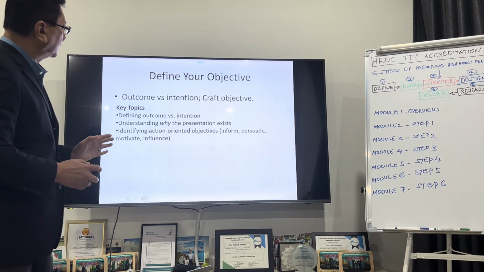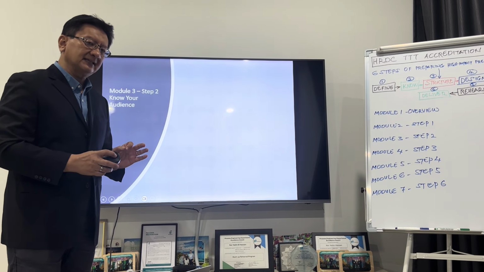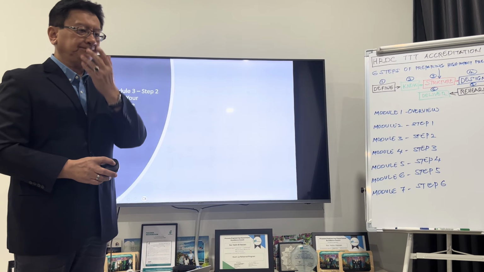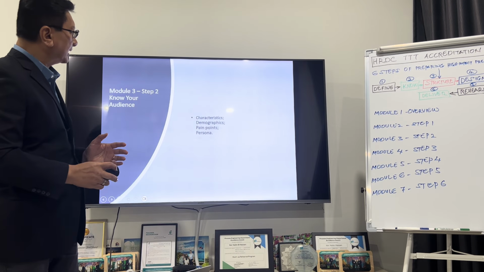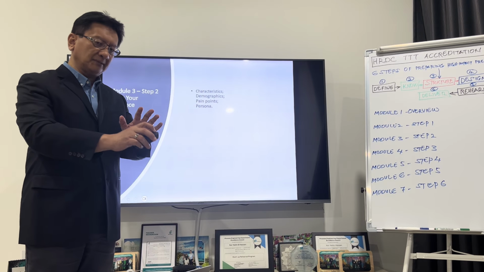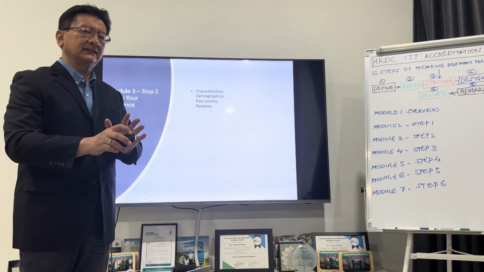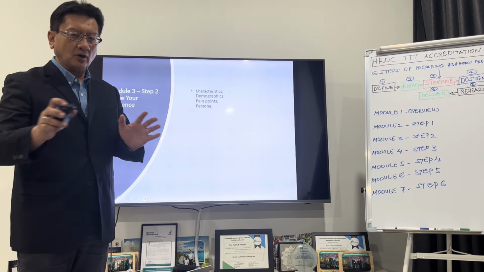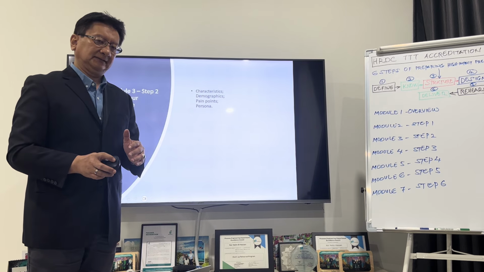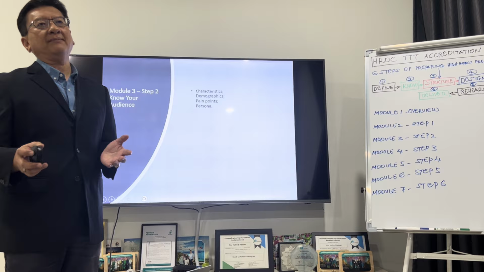Okay, so now we continue with module 3. In this case, step 2, know your audience. So, what are the characteristics of this step 2? You have to understand the demographic of the audience in terms of the management level, or the composition of the tender committee, and then the pain point of the company, for example.